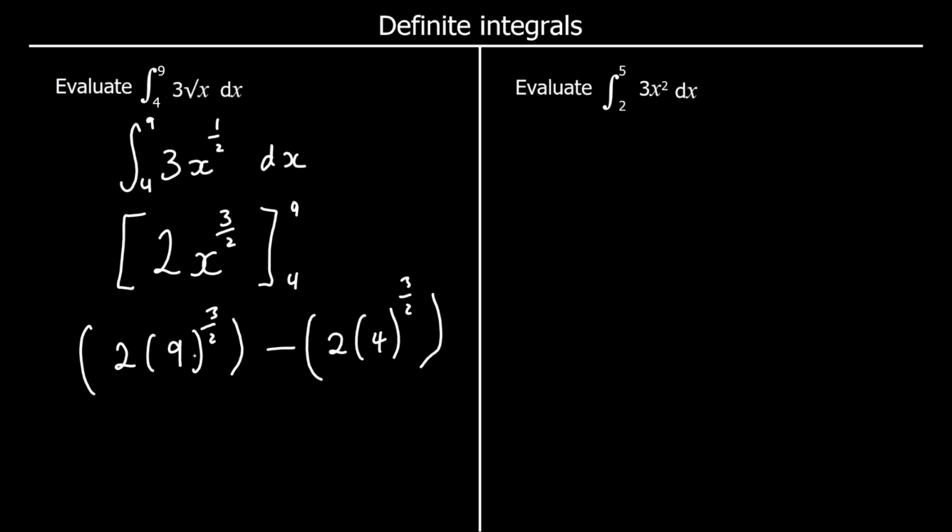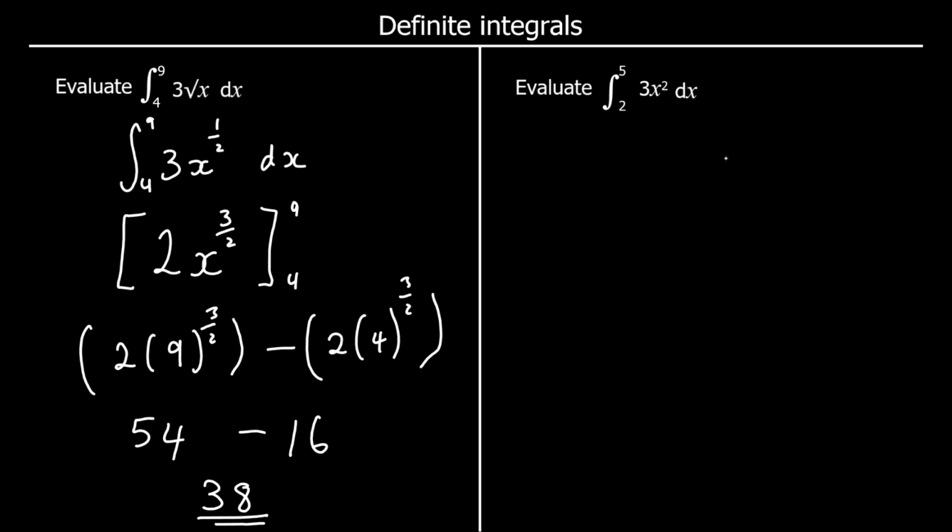So 9 square rooted is 3. 3 cubed is 27. 2 27s are 54. Square root 4 is 2. 2 cubed is 8. 2 8s are 16. So I've got 54. Take away 16, which will be 38. So in these questions, when we're putting in the two limits, we get a number out as the answer. In indefinite integration, we get a function out as the answer.